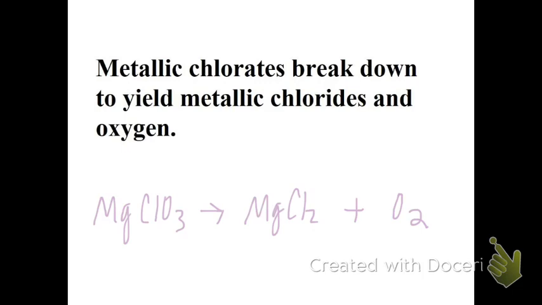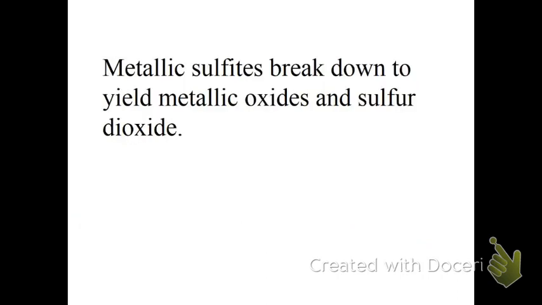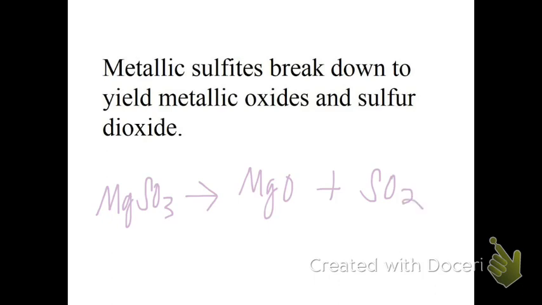Okay? So anytime you have the 3 and the 2 together, make a multiple of 6. So we're going to put 3 here, 2 there, and that took care of our chlorine for us as well. If you have metallic sulfites, they break down into metallic oxides and sulfur dioxide. So let's say we have MgSO3. That's going to break down into MgO plus SO2. And that would already be balanced as is.